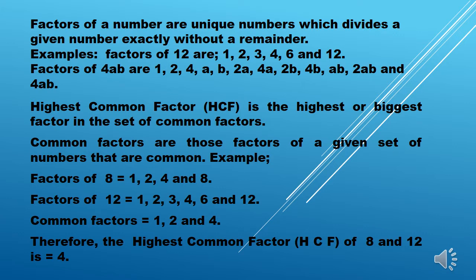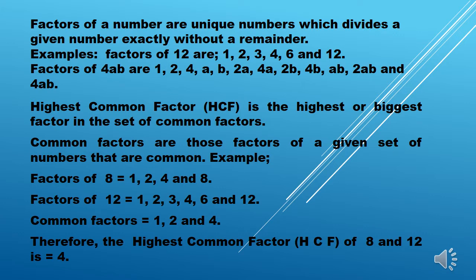So we have the next example, 4AB, and the factors of 4AB are 1, 2, 4, A, B, 2A, 4A, 2B, 4B, AB, 2AB, and 4AB. These are unique factors that can divide into 4AB without a remainder.